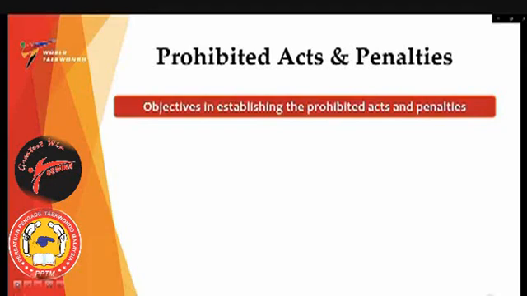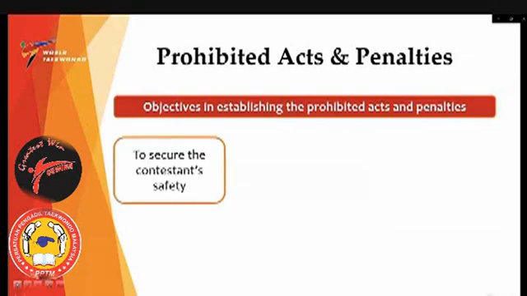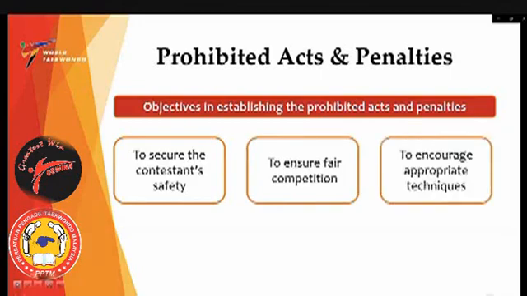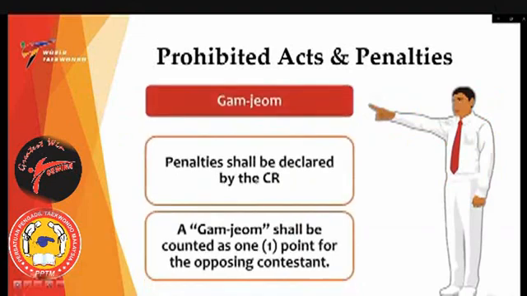Next, we're going to talk about prohibited acts and penalties. The objectives of having prohibited acts and penalties is to secure the contestant's safety, to ensure fair competition, and to encourage appropriate techniques. As a reminder, any prohibited act is a gam-jeom given to the contestant. This is declared by the center referee, and any gam-jeom given is 1 point for the opponent.